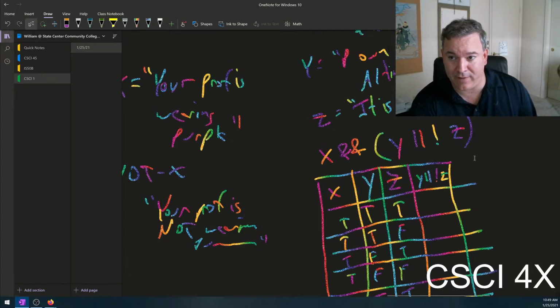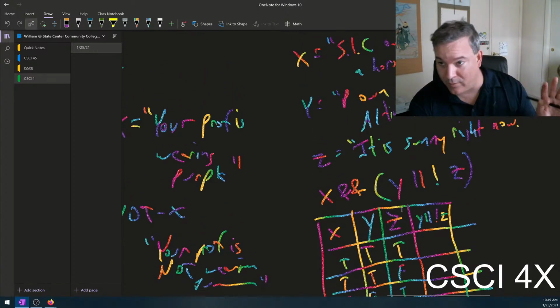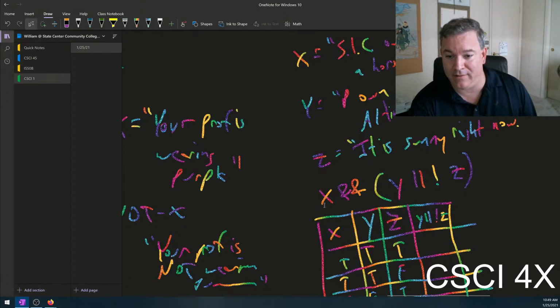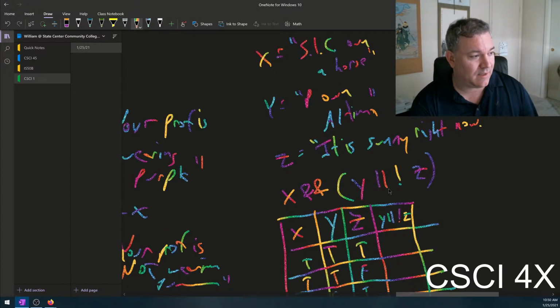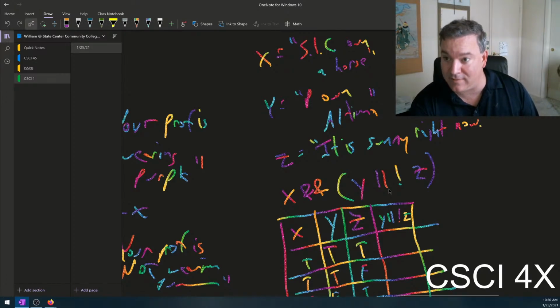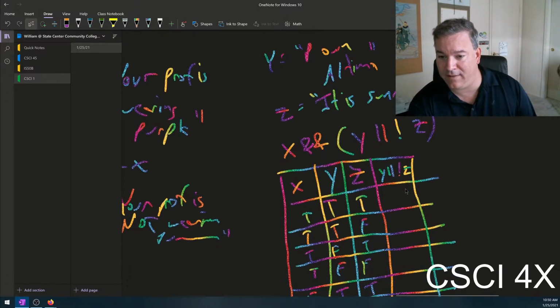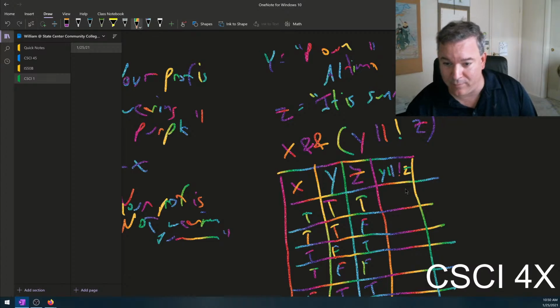This is how you make a truth table, and these kinds of questions will be on every one of your midterms and your final. So in English, X ANDed with Y or not Z is: somebody in the class owns a horse, and either I own an Altima or it's not sunny right now. Let me scroll this a little bit for you guys so you can see it. So we're just going to take the "I own an Altima or it's not sunny right now" part of it, and then we'll proceed from there. This part is true if either Y is true or Z is false.